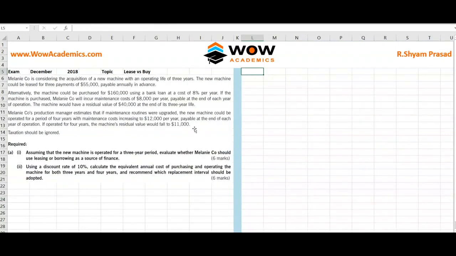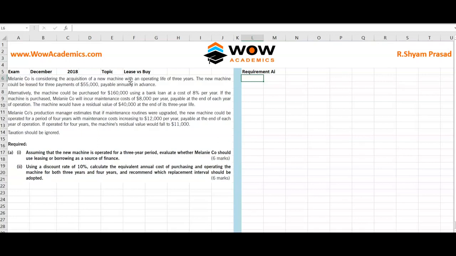So we'll start from this sum. It is again a lease and buy sum. It has occurred in December 2018. So this question has two parts. So we'll start from requirement A1. Assuming that the new machine is operated for 3 years period, evaluate whether Melanine Co. should use leasing or borrowing as a source of finance. Again, it's a lease or buy problem. So we'll start and read the entire question.